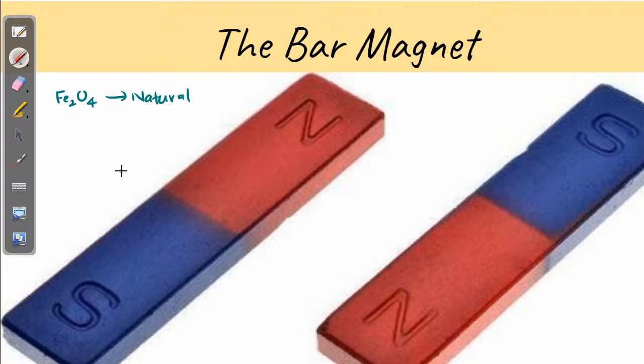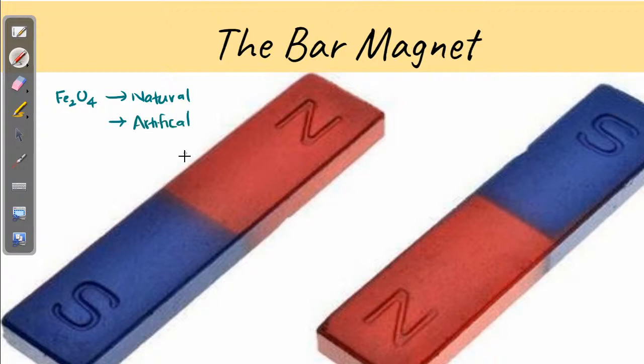But we have artificial magnets also. What are those artificial magnets? Whenever we pass electric current through a wire wound over a magnetic material like iron or steel, that wire-wound material behaves like a magnet. That kind of material or structure is called an artificial magnet.